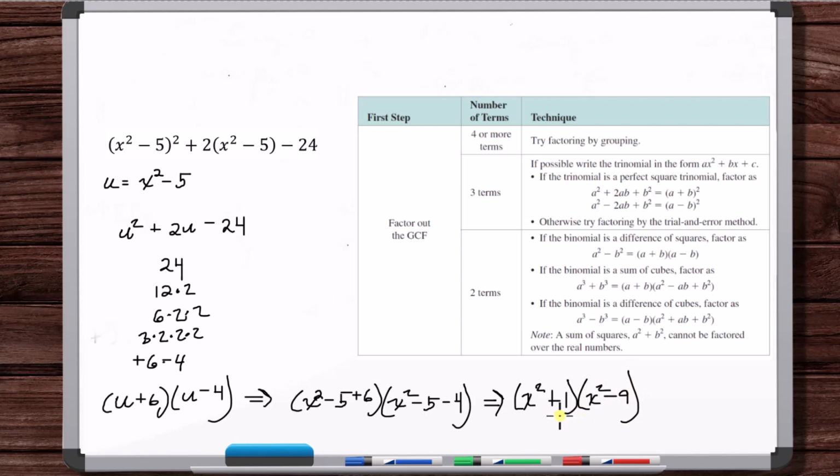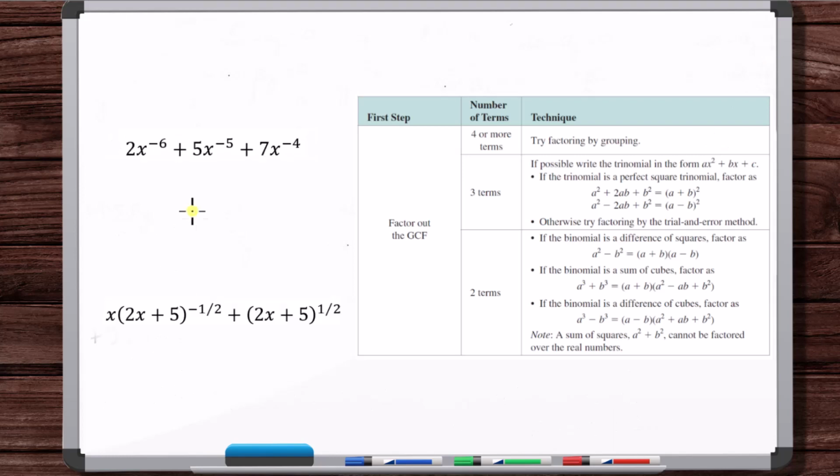And now here's another example. This is a multi-step problem. X squared plus 1. We can write that as the sum of x squared and 1 squared, but there's nothing we can do with the sum of squares. Here we have x squared minus 9. That's x squared minus 3 squared. We can factor the difference of two squares. Okay, so we have x squared plus 1, x plus 3, x minus 3. Now we're done.